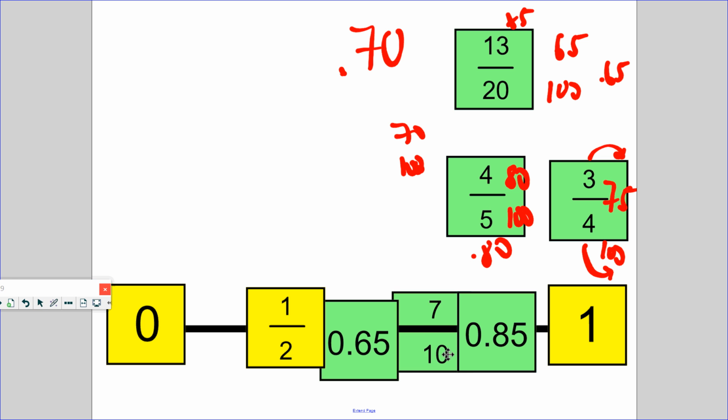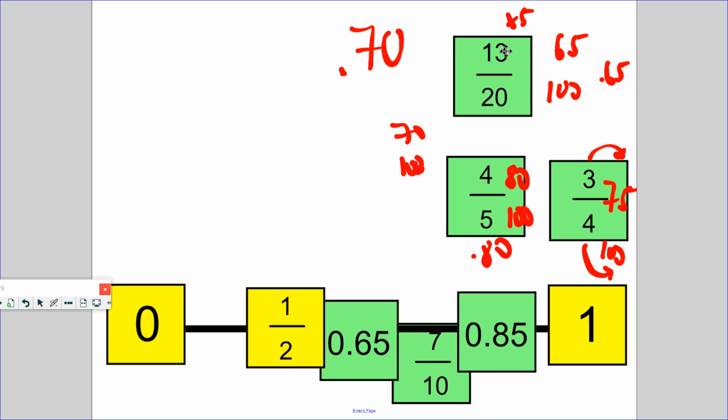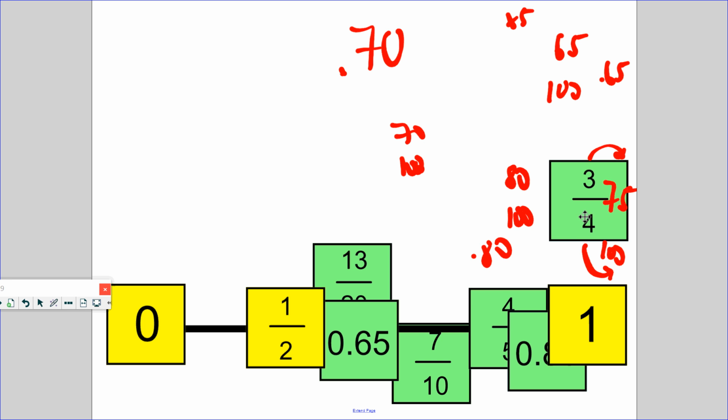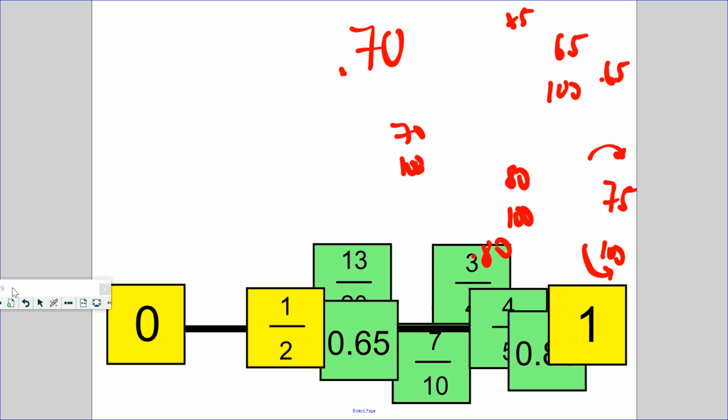So let's move these. So this is like 70. Oh, these two are the same, 65. This is like 80, and this is like 75. And that's my answer.